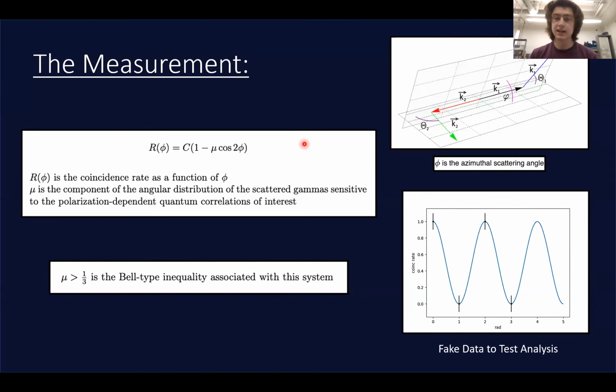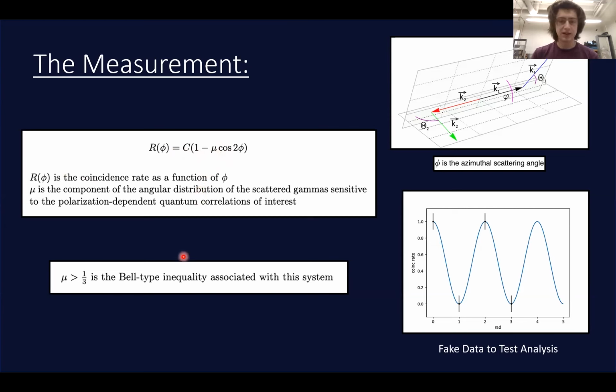So for the measurement we're trying to take, I'll start with this diagram. We have our two polarization planes, and the angle between these planes is the angle between the polarizations of our two photons that we really care about. Now we can fit the coincidence rate of these different angles as a function of that phi value, and from that fit we can pull this mu value, which is our Bell-type inequality that we can use to prove entanglement.